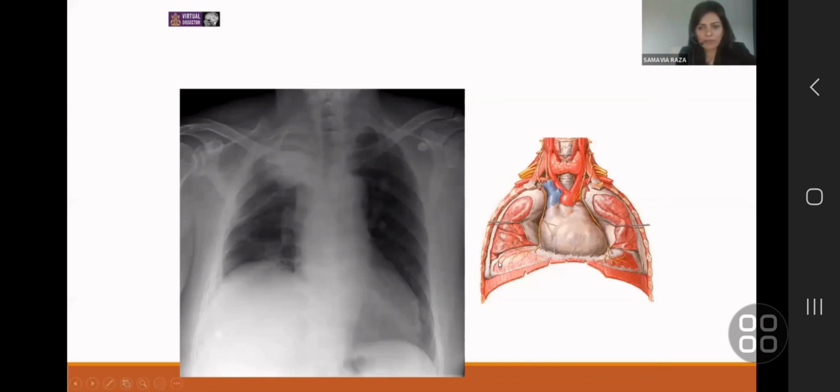So this is what I was talking about before, that this is the phrenic nerve. Anything along this course can press on it and cause it to malfunction. For example, this tumor here is pressing on the phrenic nerve here, causing right phrenic nerve palsy, and as a result causing the right hemidiaphragm to be much more elevated than the left.